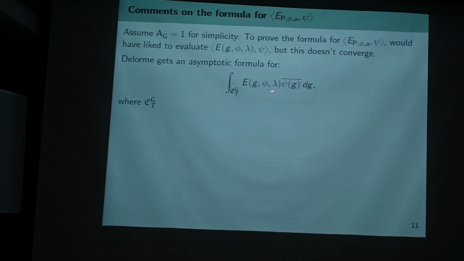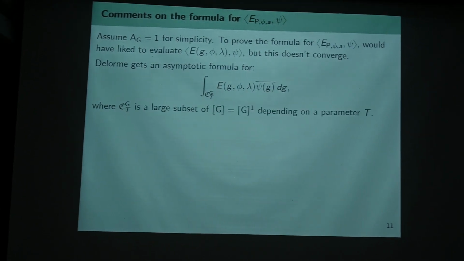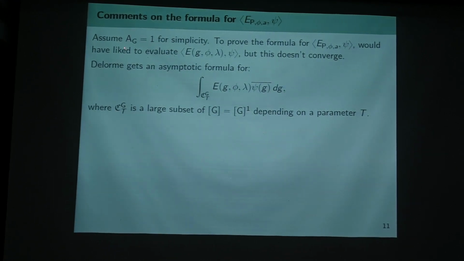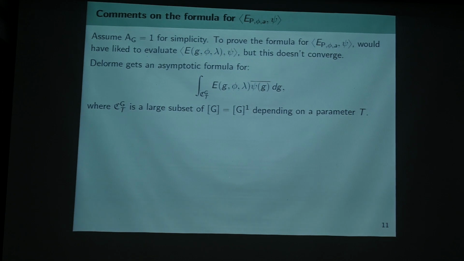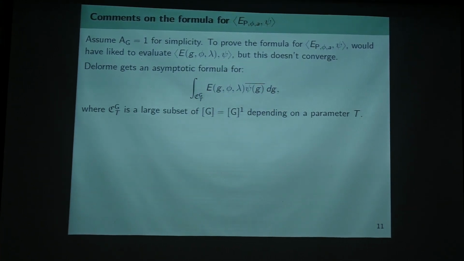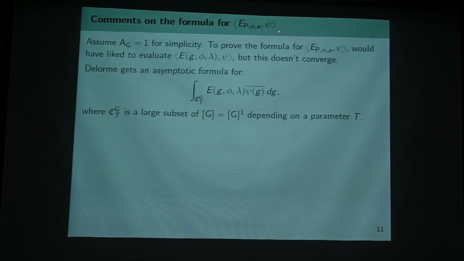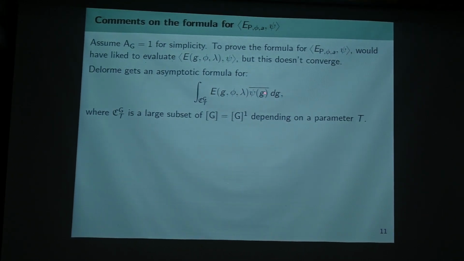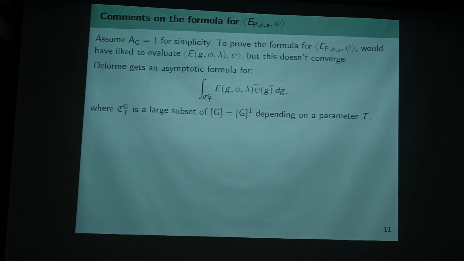Instead, Delorme calculates the pairing not on all of G(Q)\G(A), but he computes this on a subset that depends on a parameter T. So C_T is a large subset of G^1 depending on the parameter T. I am assuming that A_G is equal to 1 for simplicity, or we can even assume that G is semi-simple for simplicity. So instead of getting a formula for the pairing between a wave packet and a tempered automorphic form, it's a formula for a pairing between an Eisenstein series and an automorphic form, except that you are only integrating over larger and larger subsets of G(Q)\G(A), which are of finite volume.